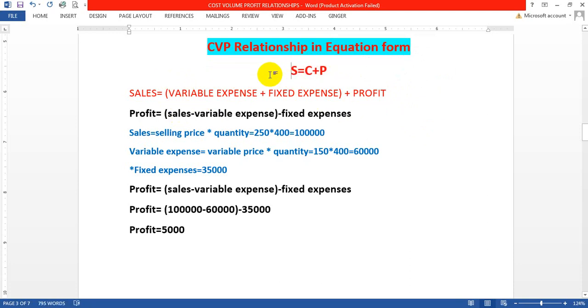We are seeing all these contribution income statement in equation form, right? How? Let me check. Sale equal to variable expense plus fixed expense plus profit. I hope you all are clear. If I want to find the profit, what do I want to do? I want to find the profit. So how will I find the profit?